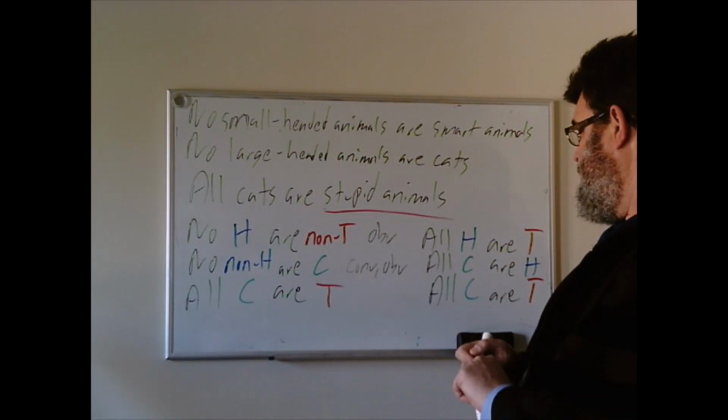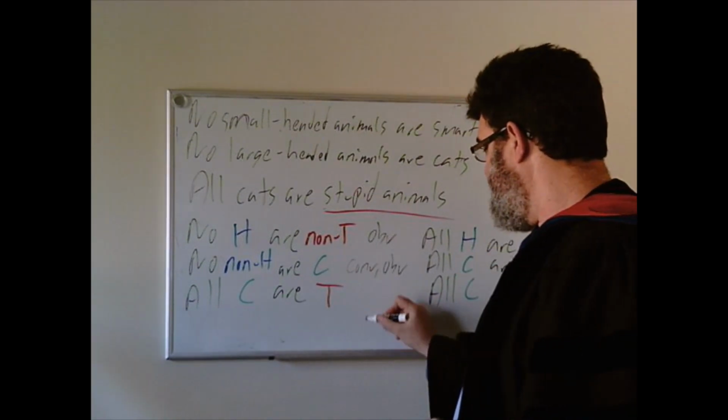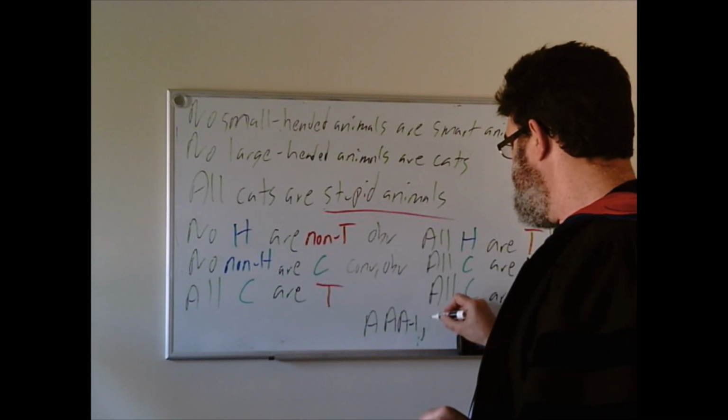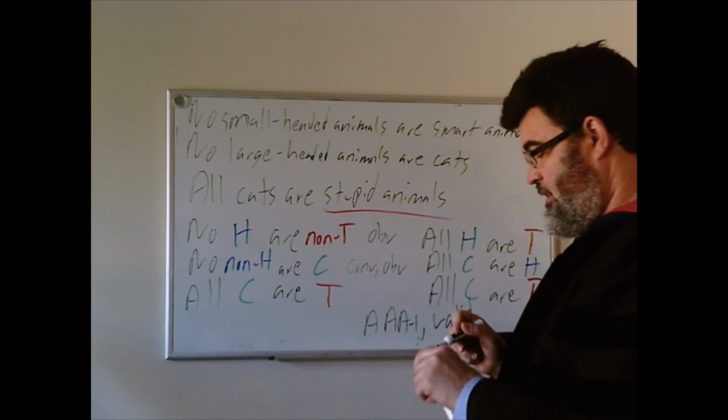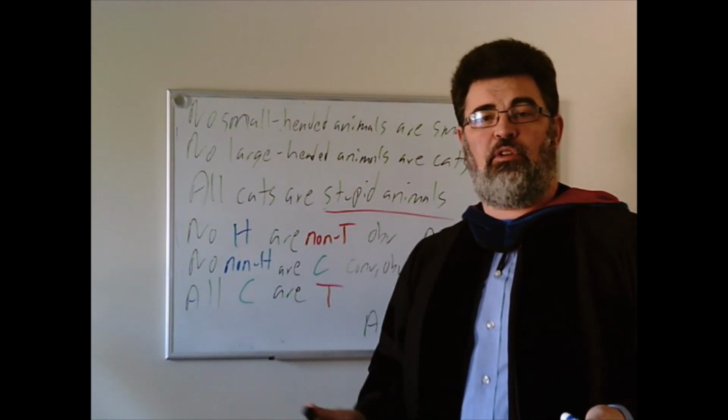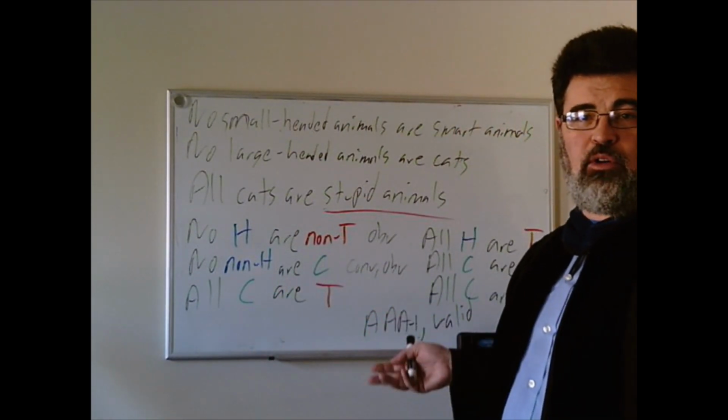And so now I can write down that I have a valid syllogism. And so now I have successfully reduced the terms in the categorical syllogism.